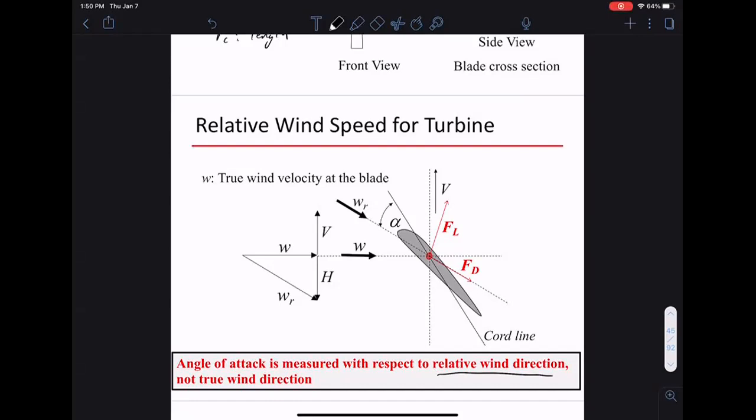Then there are two components. One is FL, one is FD. Yeah, so let me make a note. I'll correct this on the drawing. Yeah, thanks. Thank you.